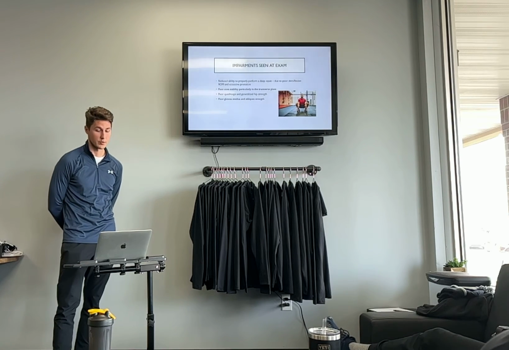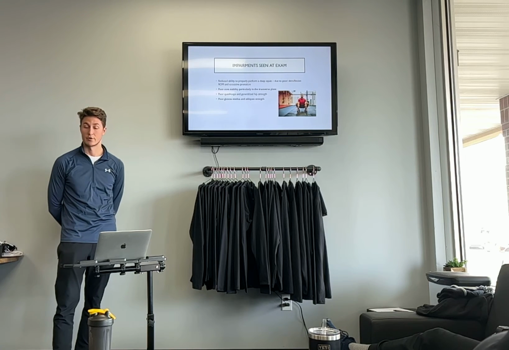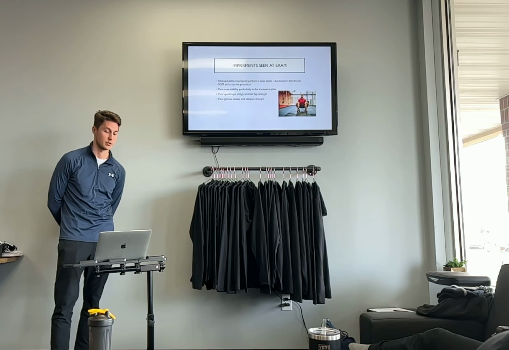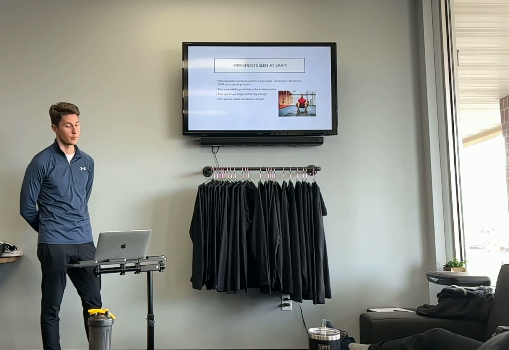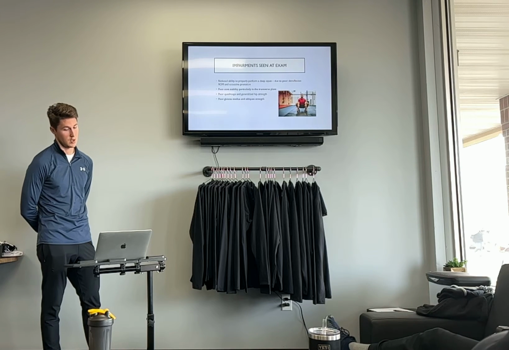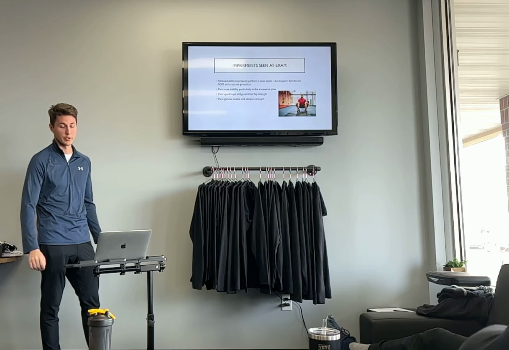With this one, some impairments you might see at the exam are reduced ability to properly perform a deep squat, generally limited by dorsiflexion and excessive pronation. You could also see some poor core stability, especially in the transverse plane, poor quadriceps and generalized hip strength, and poor glute med and oblique strength.